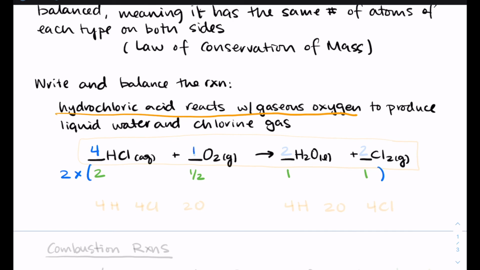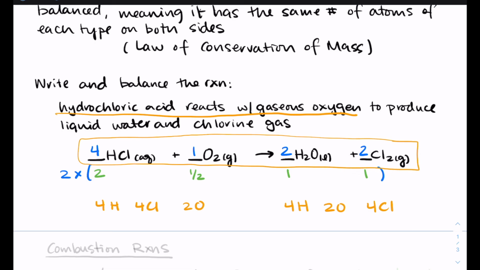Then I can look at these coefficients. I've only got one fraction. If I multiply by 2, I can get rid of that fraction. Everything will be a whole number, and I'll still be balanced. So that would give me 4 HCl, 1 O2, 2 H2O, and 2 Cl2. I can also confirm that it's still balanced. I have 4 hydrogen, 4 chlorine, and 2 oxygen on the left, and 4 hydrogen, 2 oxygen, and 4 chlorine on the right. So perfect, amazing, we love it. It's completely balanced, there are no fractions, and I can't reduce my coefficients anymore. This looks great.